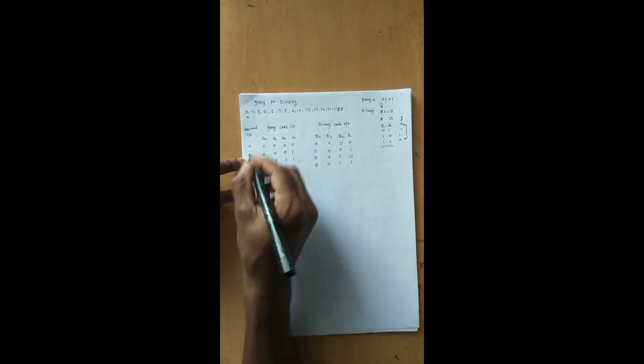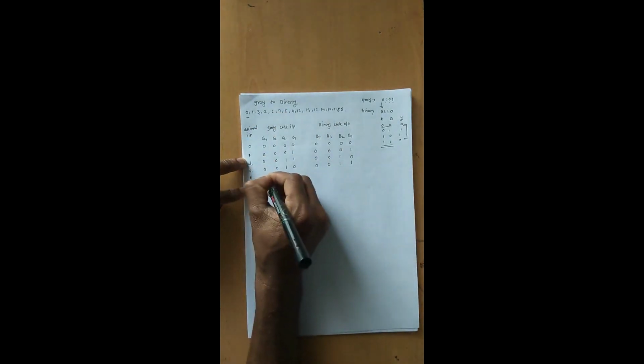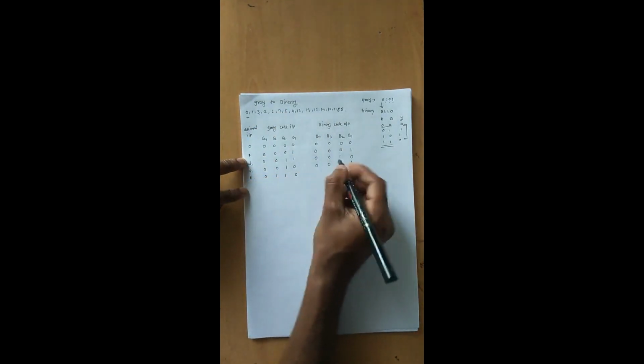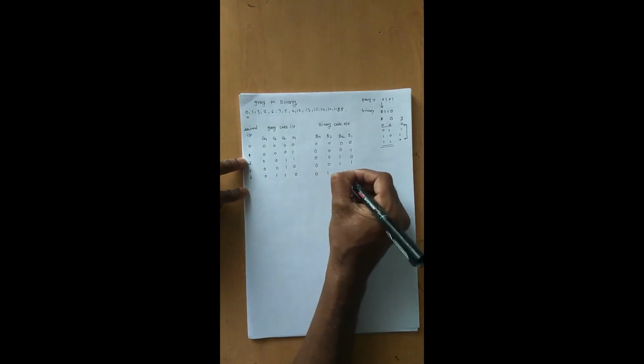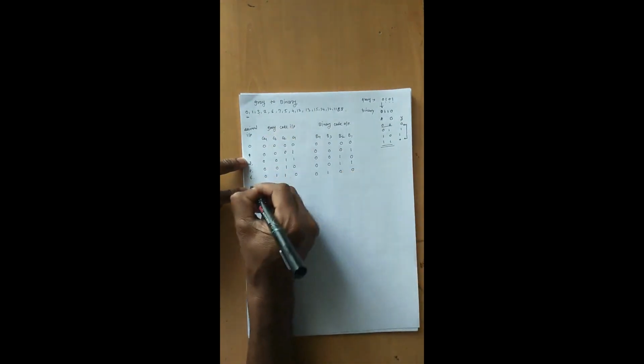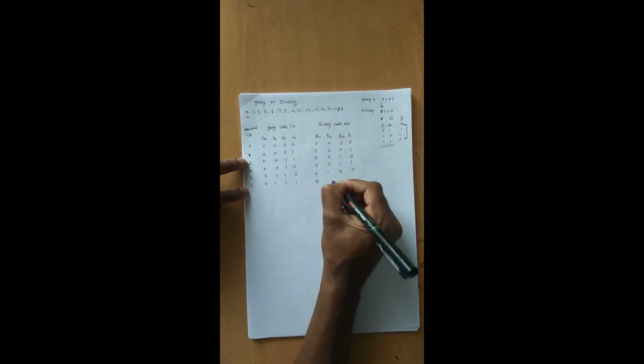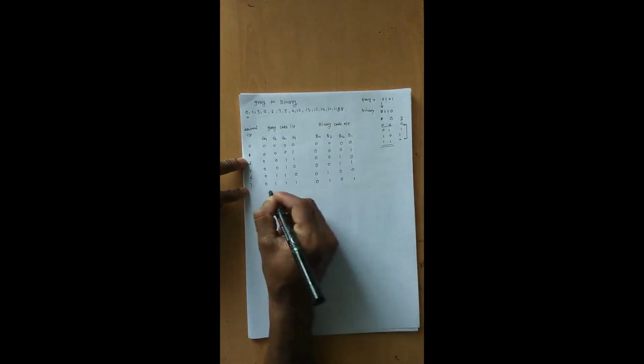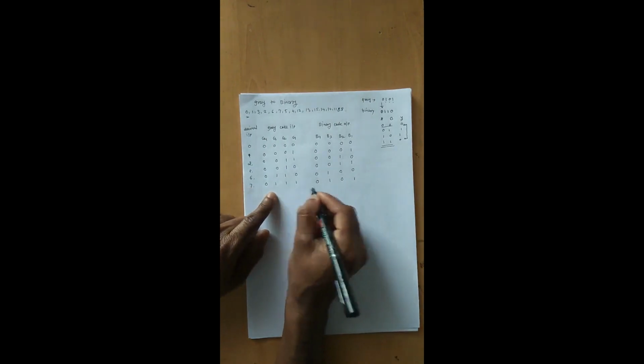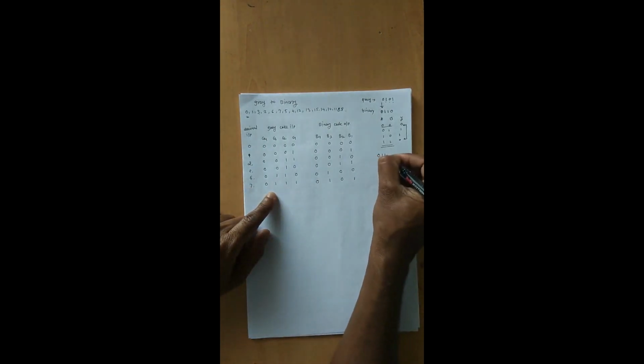Okay, for the next, 6: gray 0 1 1 0, it will be 0 1 0 0. For 7: gray 0 1 1 1, it will be 0 1 0 1. I will discuss this code conversion with this example.